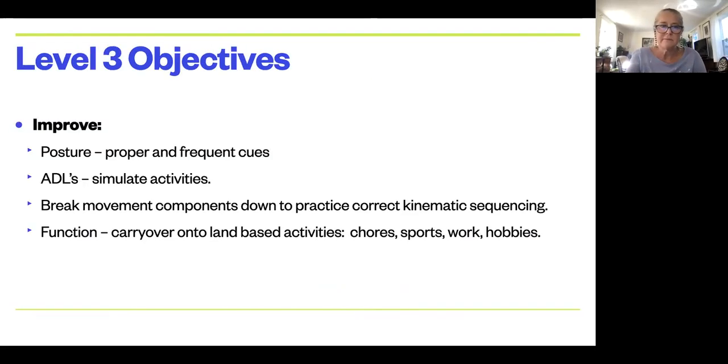Okay. So level 3 now, we're improving posture, with proper and frequent cues. So while they're trying to execute the functional maneuvers, we just keep coming back to giving the cues about retracting the chin, bringing the chin back, or whatever is falling out of alignment, out of the posture, to execute the maneuvers so that they don't go back to compensatory patterns or develop them.